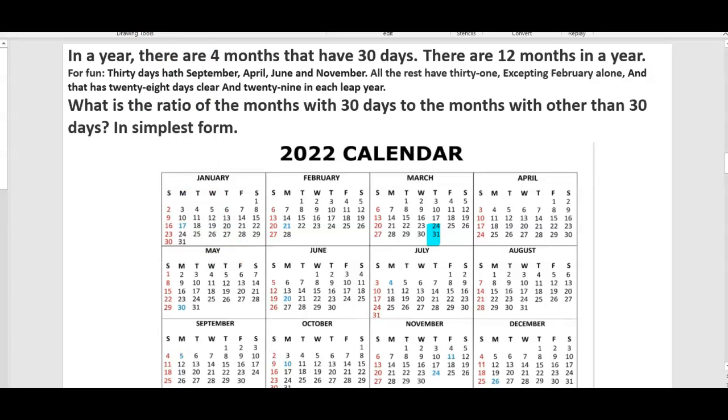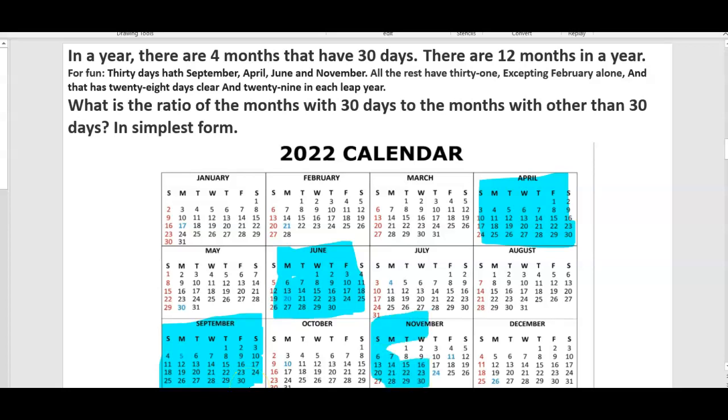This one, no, not that one. That's 28, 31. 30. So April's one that has 30 days. May, no. June is one that has 30 days. September has 30 days. Do you remember? April, June, September, and November. Those are the ones that have 30 days. All the rest have 31.